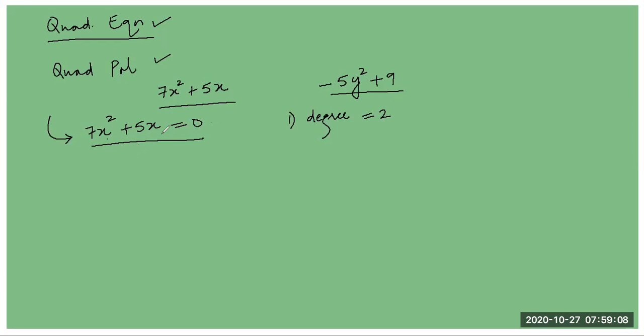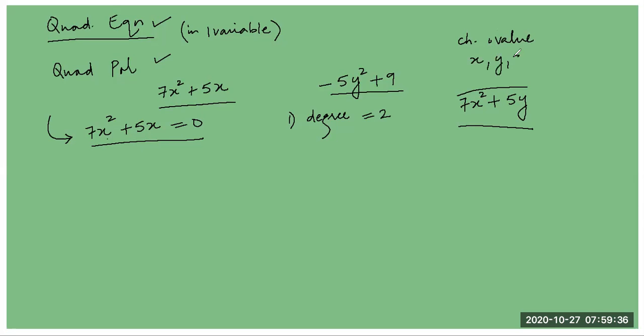We can have a quadratic equation in two variables also, just like 7x square plus 5y. This is a quadratic equation in two variables. But in your syllabus, in 10th standard, we are only covering quadratic equations in one variable. Now, students, you should know what a variable is. Anything which changes its value is known as a variable. Normally, we represent variables by x, y, and z, and constants, which don't change the value, by a, b, or c.